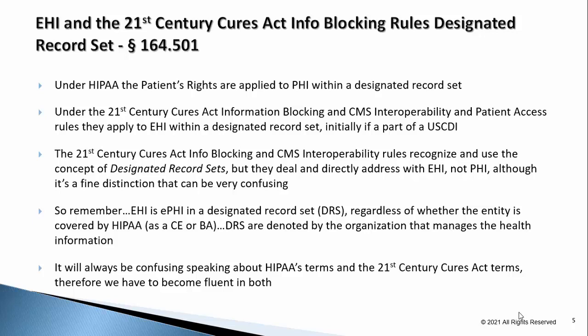I know it's confusing, but sometimes you're going to hear information called EHI, sometimes you'll hear it called PHI. If those terms are correctly used, that will indicate to you whether the organization is trying to manage HIPAA or whether they're trying to manage the information blocking rules, which again are very intertwined. So remember, EHI is ePHI in a designated record set, whether or not the entity is covered by HIPAA, either a covered entity or a business associate. And the designated record set is denoted by the organization that manages the health information.